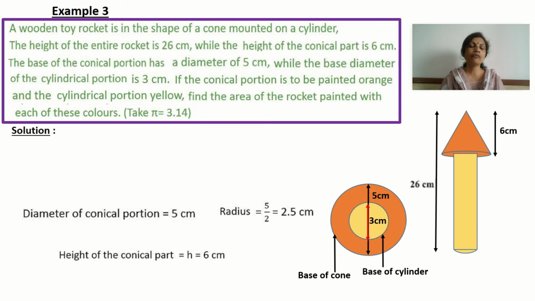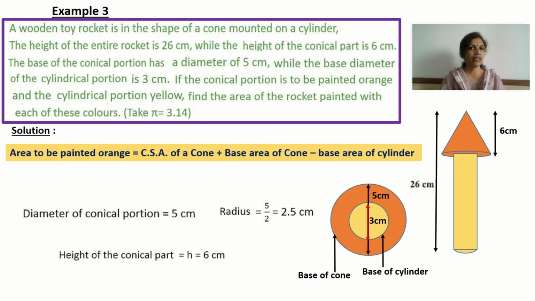Let's now find out how will we find the area of the rocket which is painted with the orange as well as the yellow color. So our formula will be the area to be painted orange. Now if you look at the figure, the orange part is the conical part. So what is that area? It is the curved surface area of the cone plus the base area of the cone, but from that you have to subtract the base area of the cylinder, because this conical part is mounted on the cylinder, so that much portion we have to subtract.